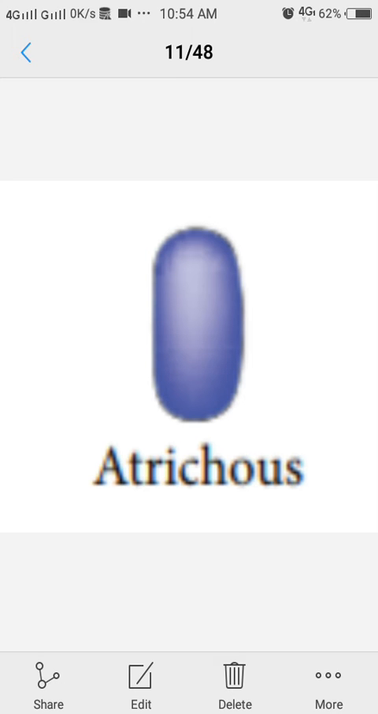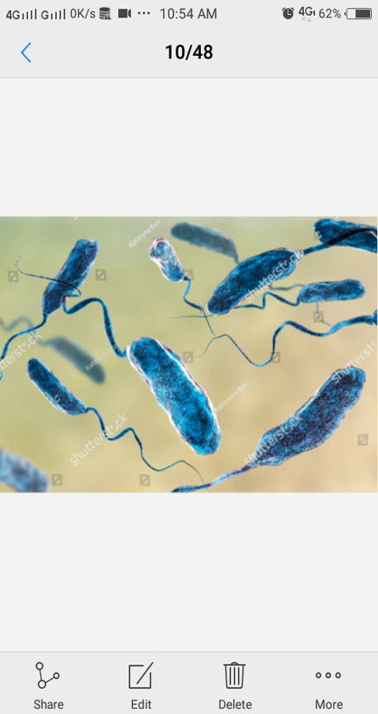What is monotrichous? Monotrichous is the bacteria having a single flagellum at one end. Example, Vibrio cholerae. This bacteria is having a single flagellum at one end.